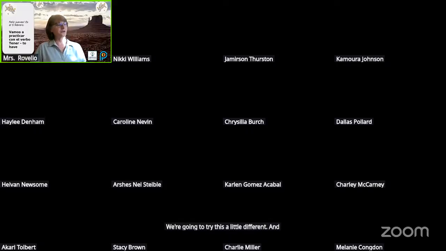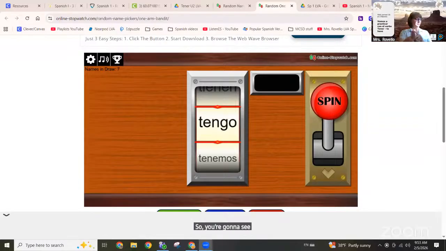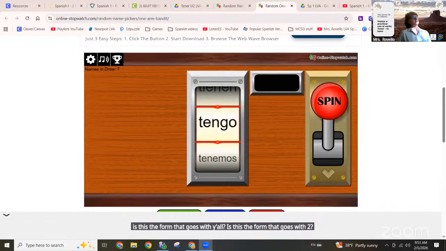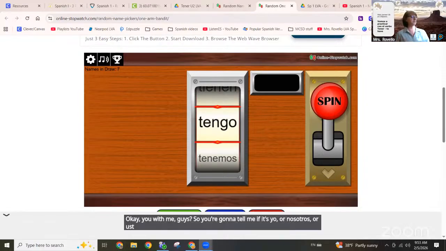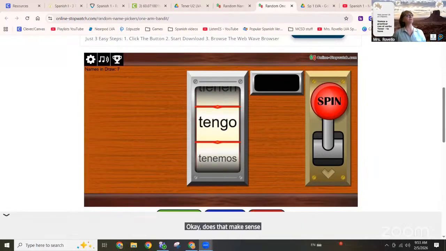And I'm gonna show you how we're gonna do this. Okay, so take a look at the screen again. So you're gonna see the verb. And what I want to hear from you guys is we're going to kind of do it backward. Is this the form that goes with yo? Is this the form that goes with tú? Okay. You with me, you guys? So you're going to tell me if it's yo or nosotros or ustedes or whatever. Okay. Does that make sense? You guys give me thumbs up if that makes sense. Okay. So I'm going to spin.